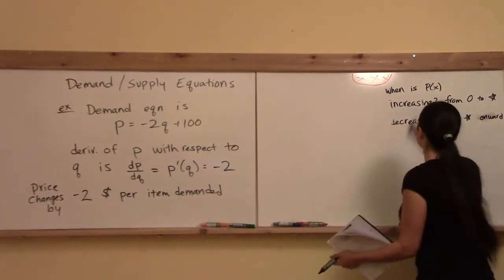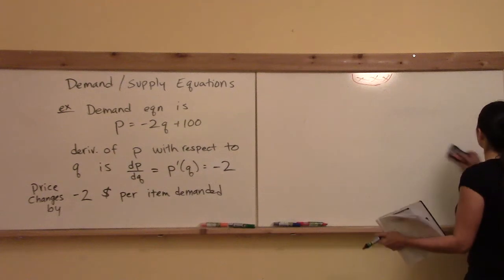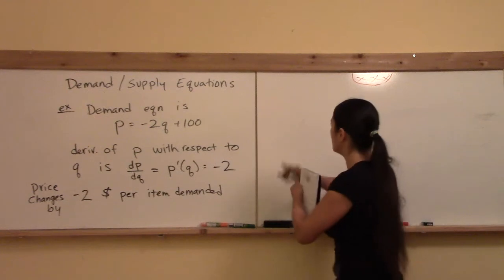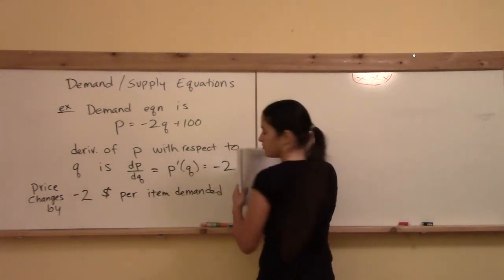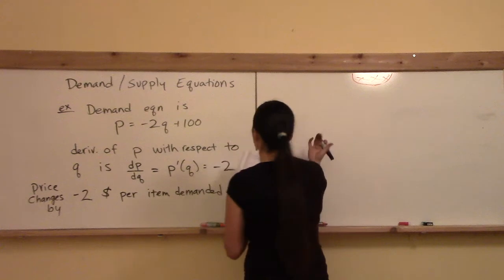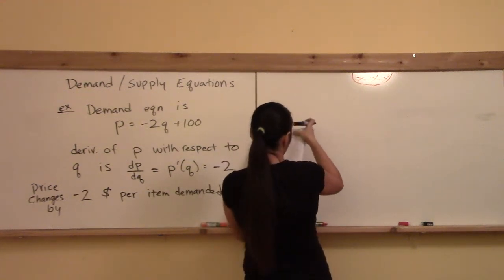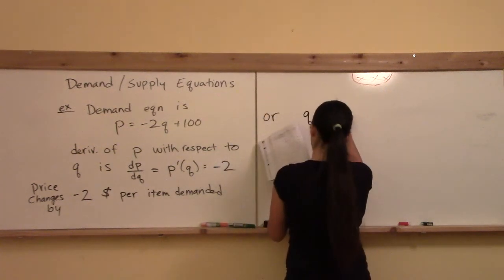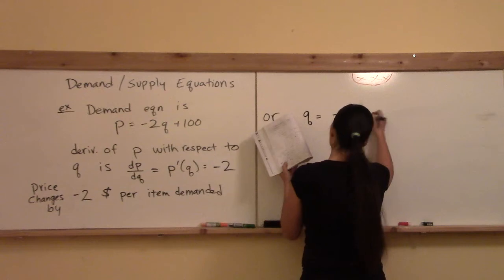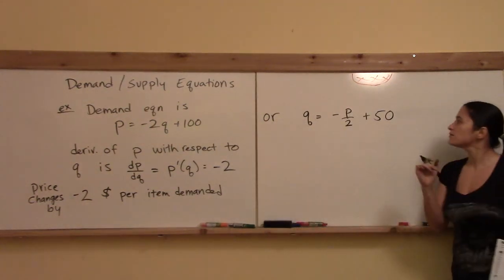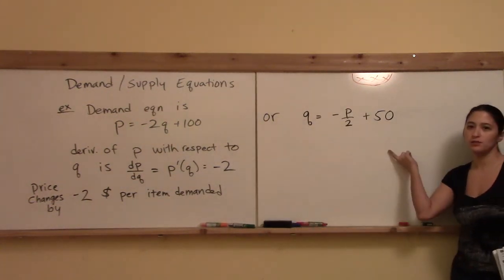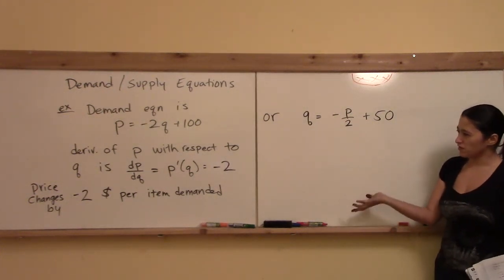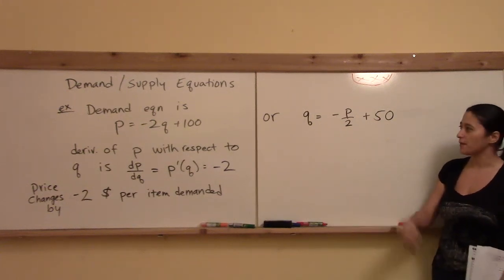Now what I want to do is show you this equation in another way, because you might not see it this way. You might have been given the same demand equation but solved for Q. Remember when we were talking about pricing, supply and demand, sometimes they were given both ways. So if I write down the same exact equation, Q equals negative P over 2 plus 50, what if I gave it to you this way, and then I asked you for the derivative of that? Is that going to have the same derivative? Is it going to have the same meaning? What's going to happen there?